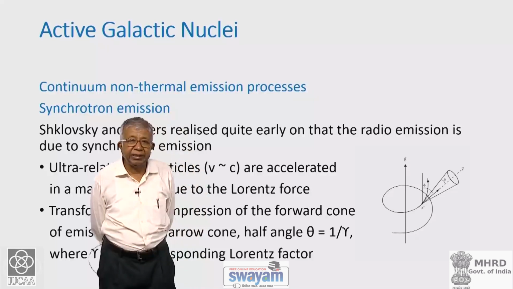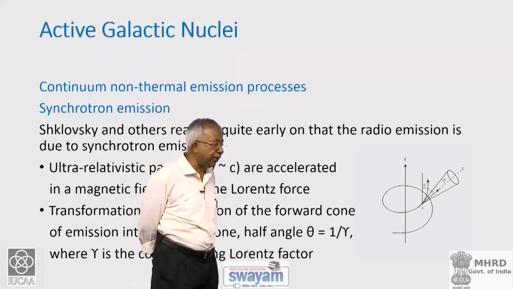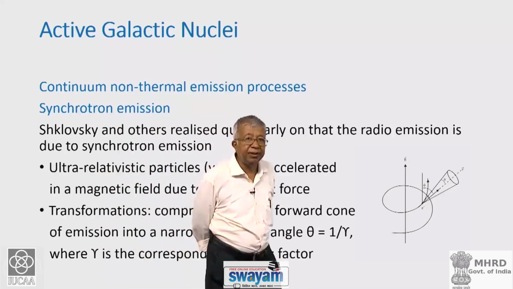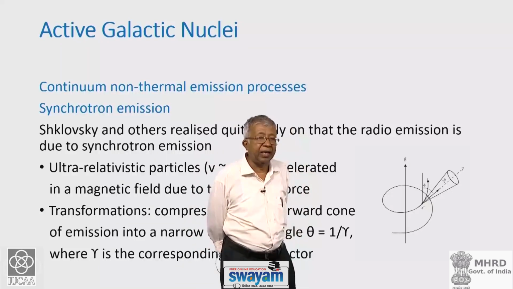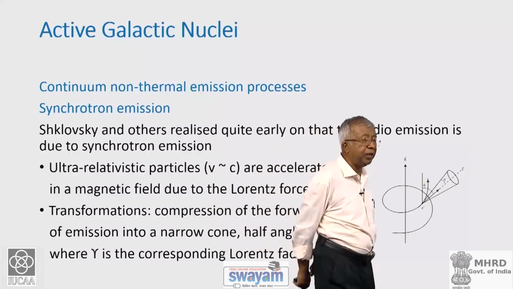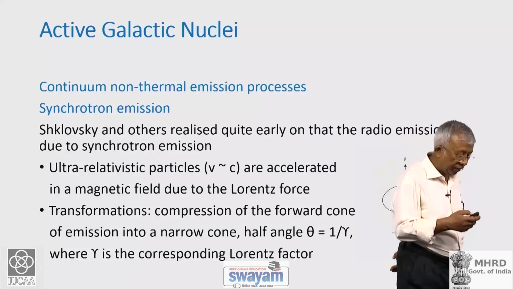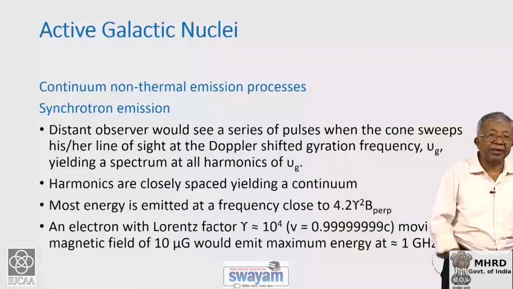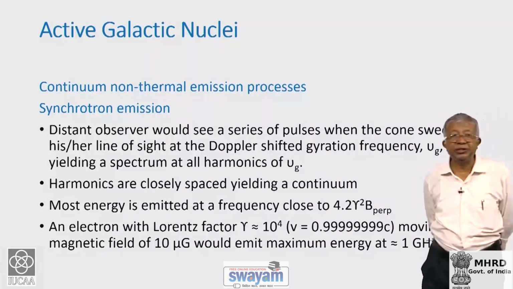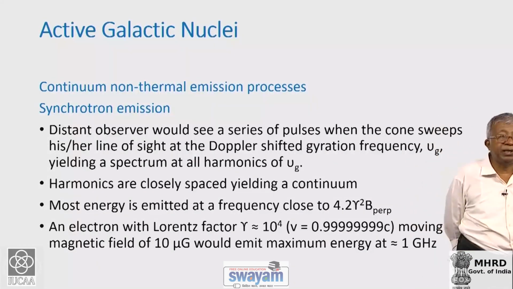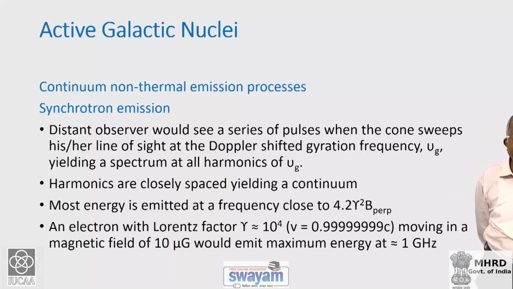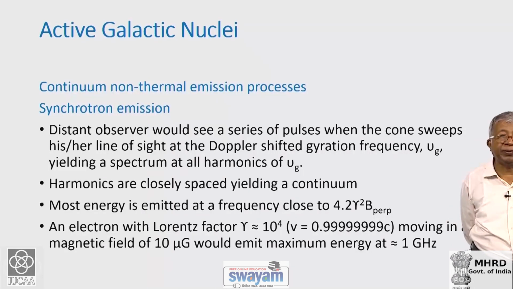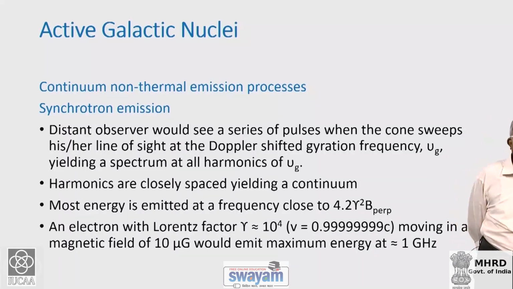So you can see that when the particle or the electron is moving at relativistic speeds, the cone angle is really small. If it was just one electron moving around the magnetic field, a distant observer would see a series of pulses when the cone sweeps his or her line of sight at the Doppler shifted gyration frequency, yielding a spectrum in all frequencies of the Doppler shifted gyration frequency.